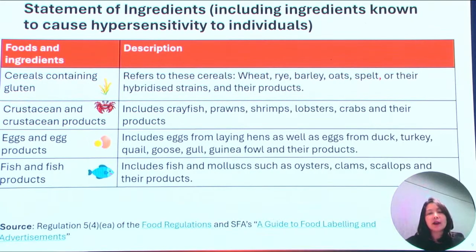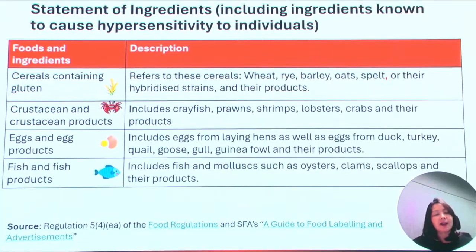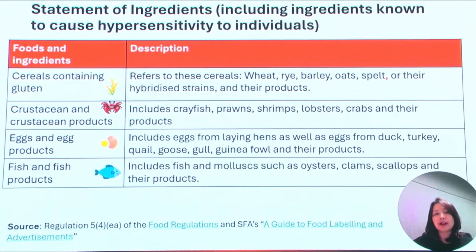Statement of ingredients must also include the ingredients that are known to cause hypersensitivities to individuals. Under the food regulations, these are the list of foods and ingredients that cause hypersensitivity and must be declared on the food label. Firstly, cereals containing gluten. This refers to cereals like wheat, rye, barley, oats, spelt, or their hybridized strains and their products.